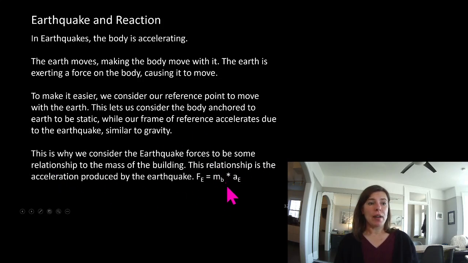So that's basically what I've summed up right here. This relationship is the acceleration produced by the earthquake, where the force of the acceleration is the mass of the body times the acceleration of the earthquake. And the acceleration of the earthquake, because the mass stays the same, will often relate as a percentage of gravity load.